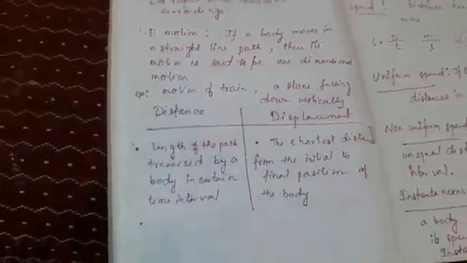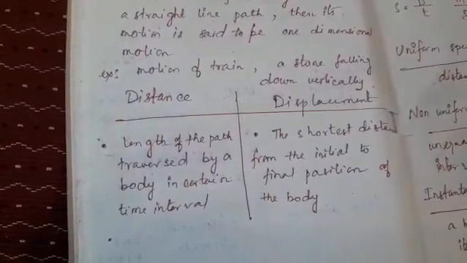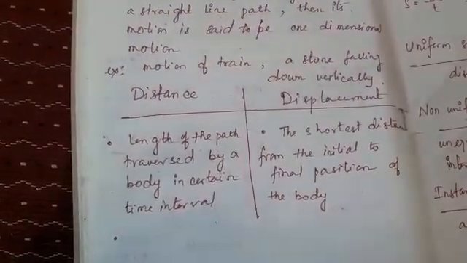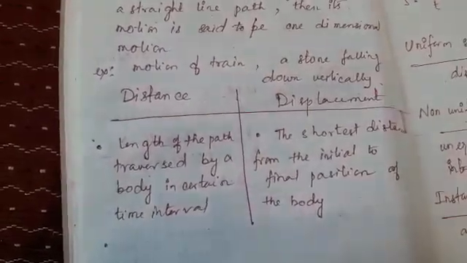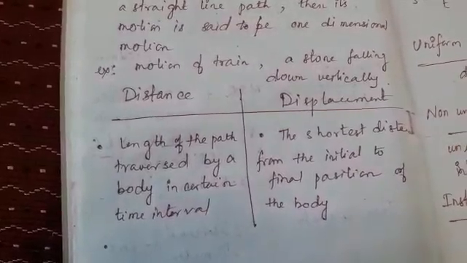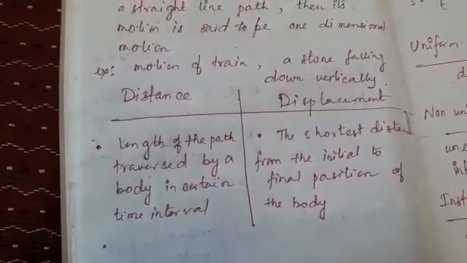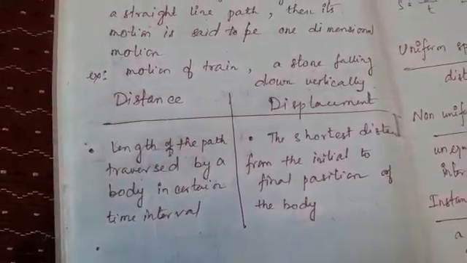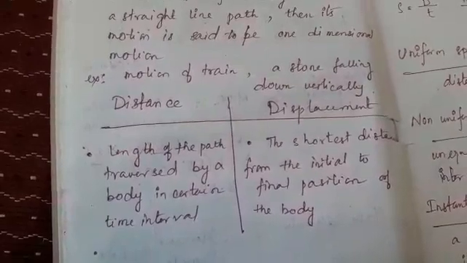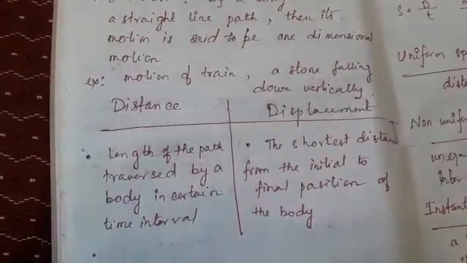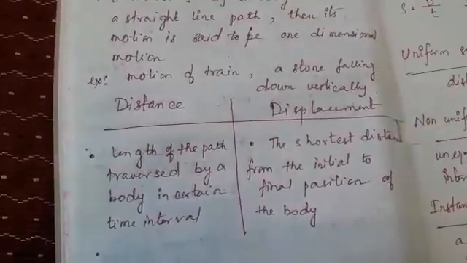Now next term is distance and displacement. Now these things are basics, you all know this from junior classes. So distance is nothing but the length of path traversed by the body in certain time interval. It can be any length. Suppose if there are 3 or 5 or 6 ways of reaching your school from your home, then whatever path you may trace is your distance.